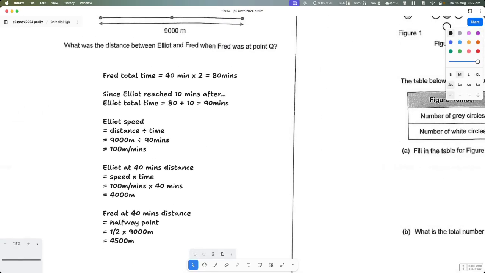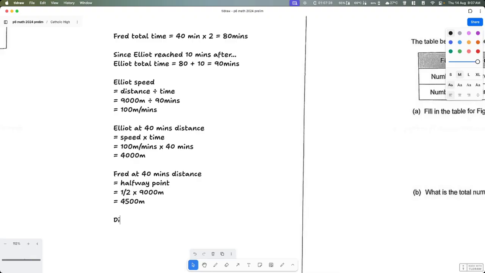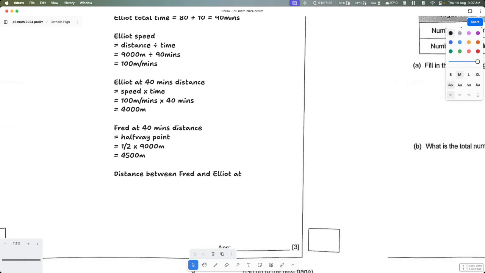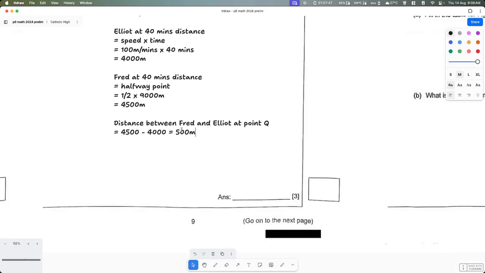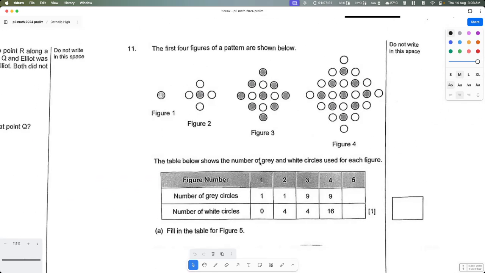So the distance between Fred and Elliot at point Q is equal to 4,500 minus 4,000, which is equal to 500 meters. There you go. That's the answer, 500 meters. Okay, let's move on to the next question.